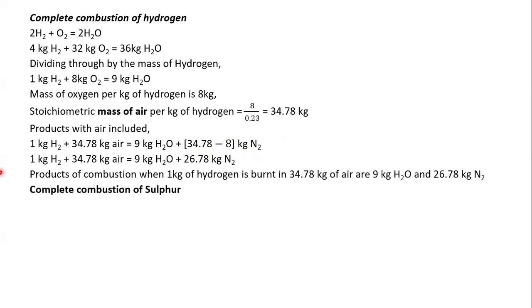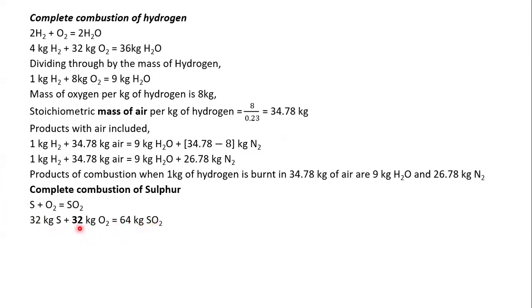Let's do the same with sulfur. With sulfur, the equation is quite simple. So we say sulfur plus oxygen gives sulfur dioxide. Now, what is interesting is that with sulfur, here it's 32. That's the atomic mass number. So what we have then is 32 kg of sulfur plus 32 kg of oxygen, giving us 64 kg of sulfur dioxide.